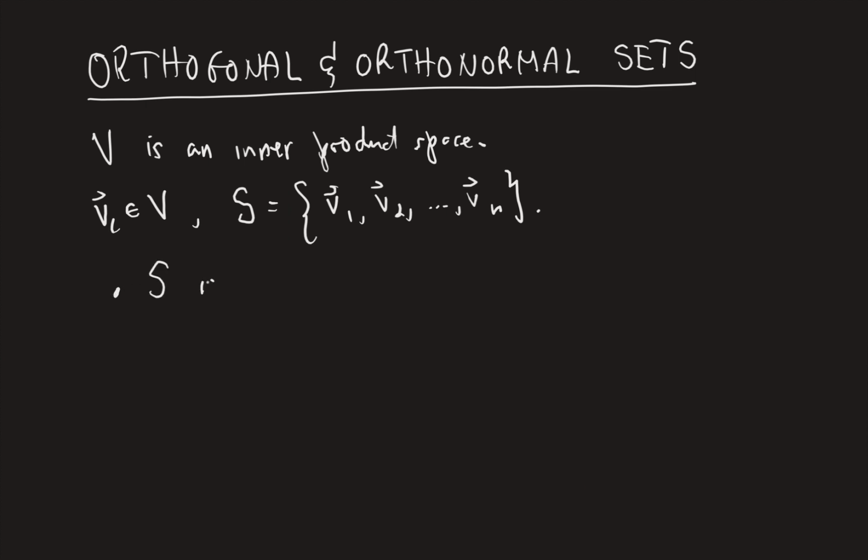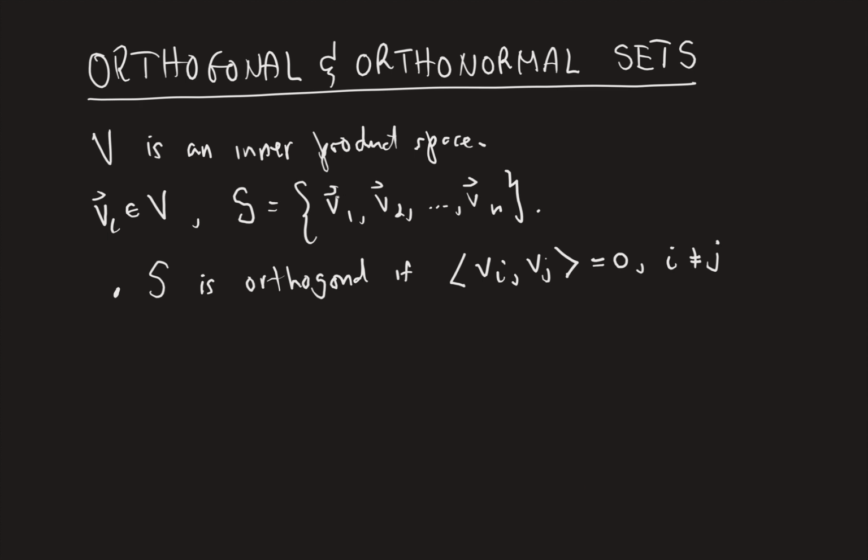So S is orthogonal if and only if. I mean, every definition is if and only if, right? If the inner product of vi and vj is always 0 as long as i is not equal to j. So in other words, you're not going to check the inner product of a vector with itself, but just with a vector and all other vectors in that set. And if all the inner products come out to be 0, then it means that our set is orthogonal, right?